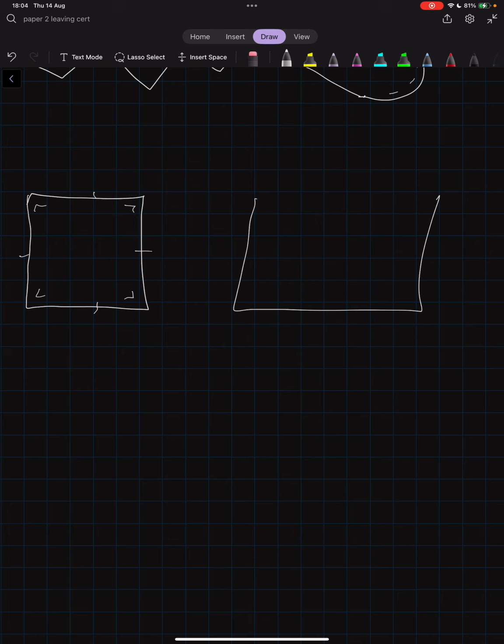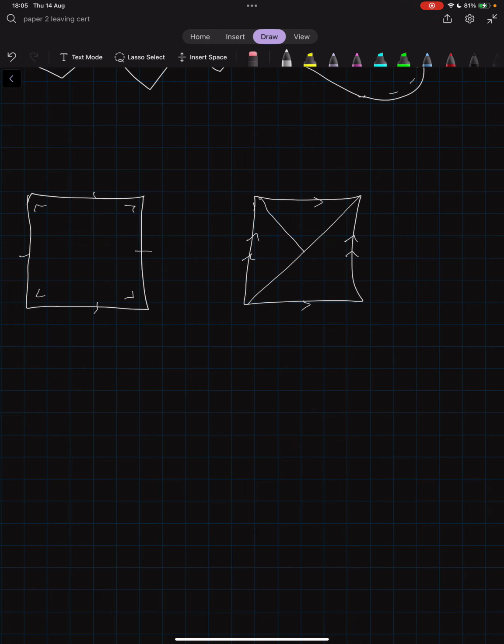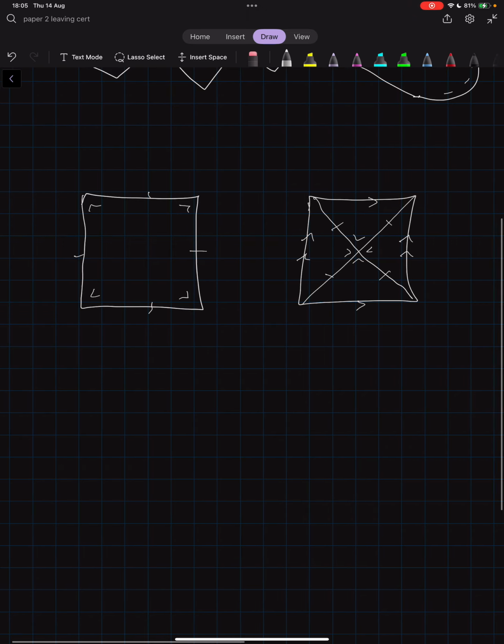Sorry, that's a really bad square. Also, the opposite sides are parallel. And if I do the cross section like this, I will get right angles in here, and all of these lengths here will be the same. So that's basically how you identify a square. If it satisfies all these, it's definitely a square.